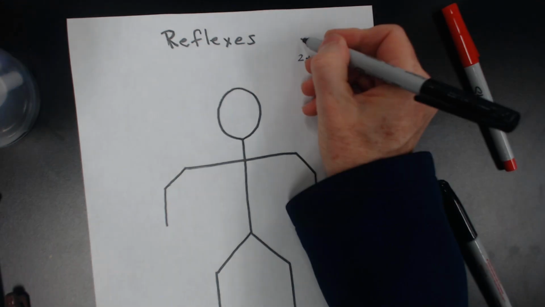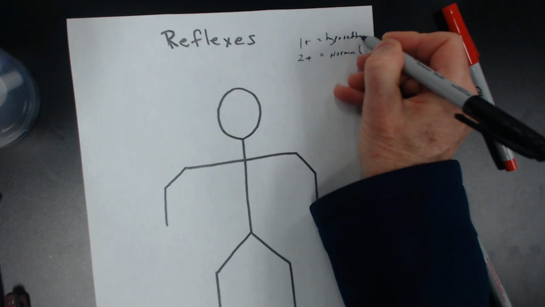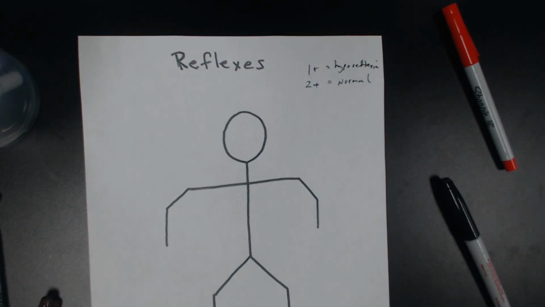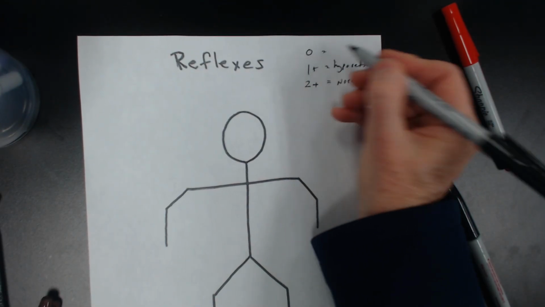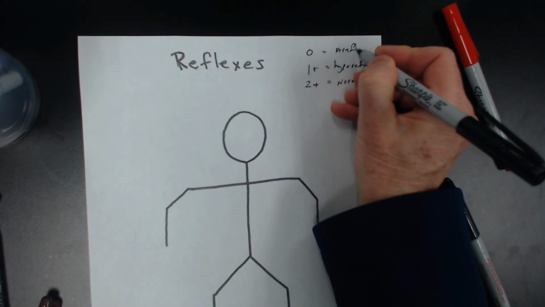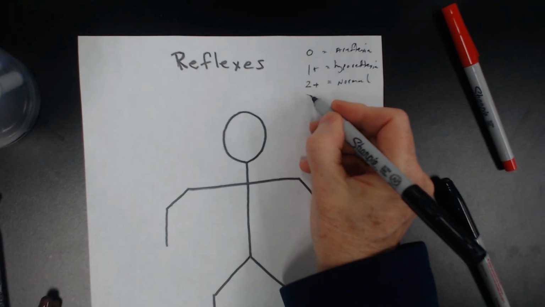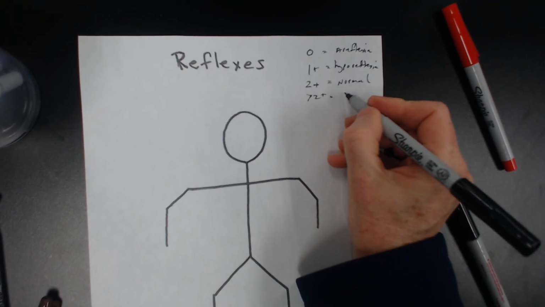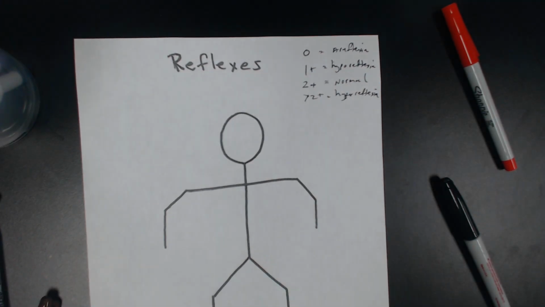A 1+ reflex is hyporeflexia. A 0 reflex is areflexia. Anything greater than 2 plus is going to be hyperreflexia. And we'll see this again in a minute in lab. Okay, so simple scale. If you see a 2 plus reflex, that's normal.